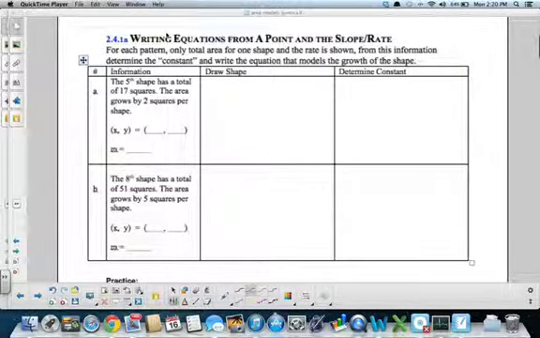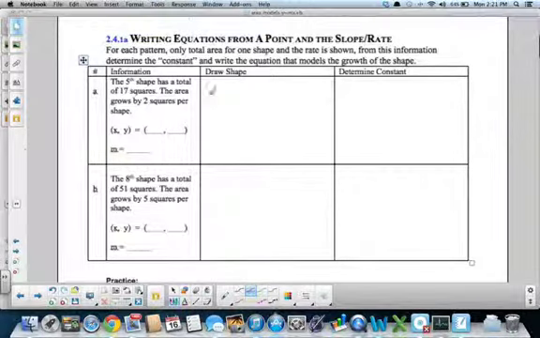Hello folks, here's some more math on video. In this case what we're going to do is write equations in the form y equals mx plus b, given a point and the slope or rate.